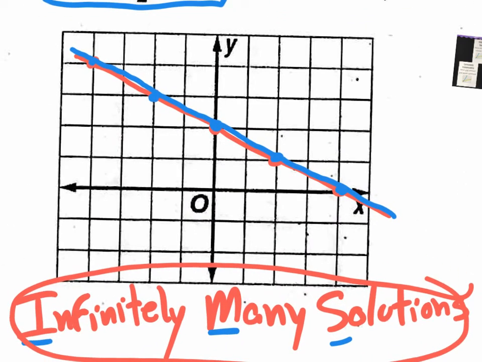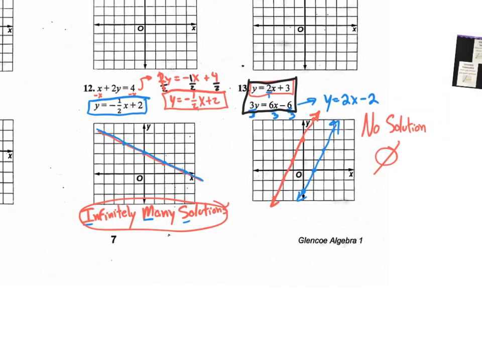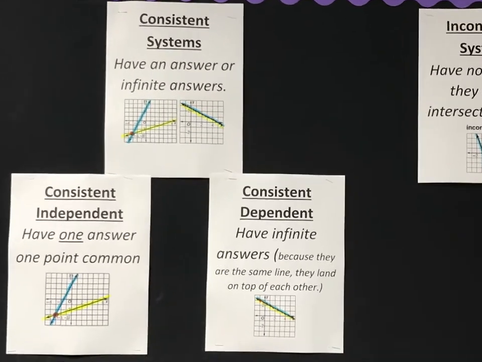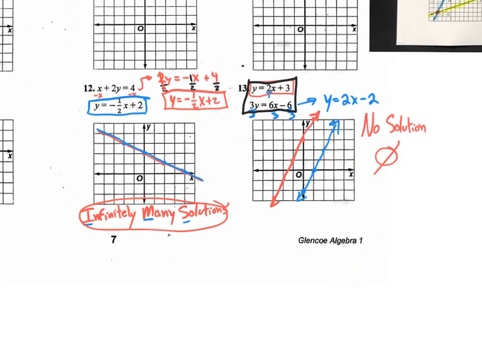Okay? So those are the answers, and don't confuse them with classification. If I ask you to classify, which I do on the first part of this homework, then you have to think about the word wall. That's where you name them when they ask you to classify it. Okay? Consistent independent, one answer. Consistent dependent, infinite answers. Inconsistent, no answers.